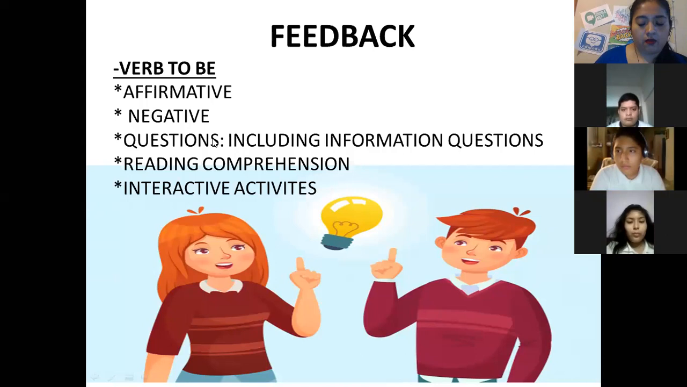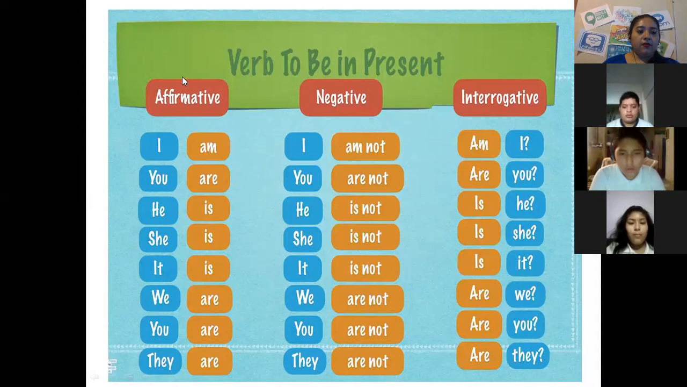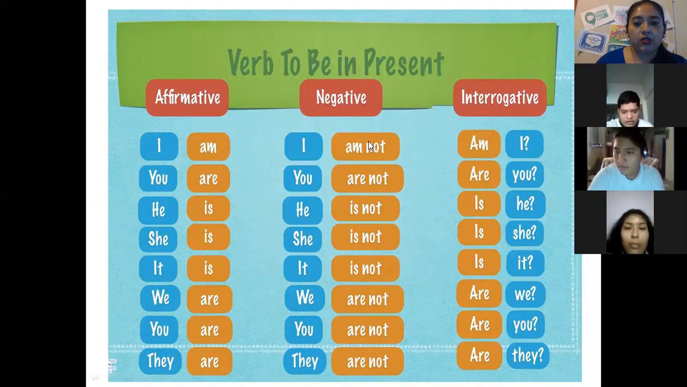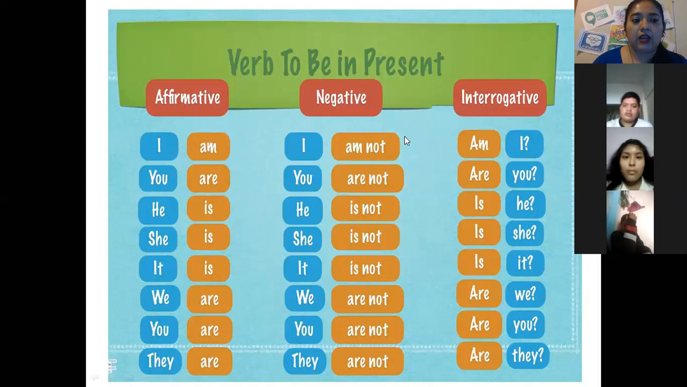Okay, you look at this chart. The verb to be in present, there are three columns: affirmative, negative, and interrogative. In affirmative form, you look at the pronouns, and together with the pronouns, you write the verb to be. In this case, I am, you are, he is, she is, it is, we are, you are, and they are. And in negative form, you put not, okay? Al lado ponemos el not, miren. I am not, you are not, he is not, she's not, it is not, we are not, you are not, and they are not.